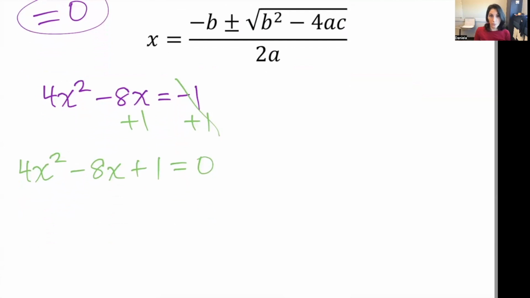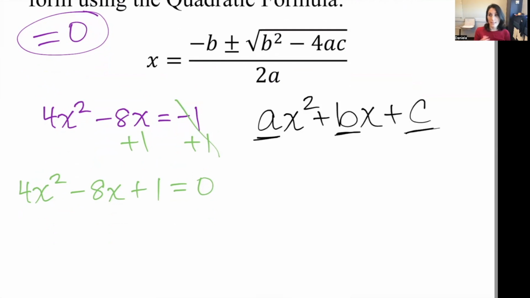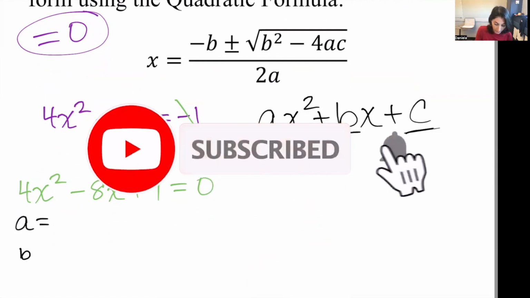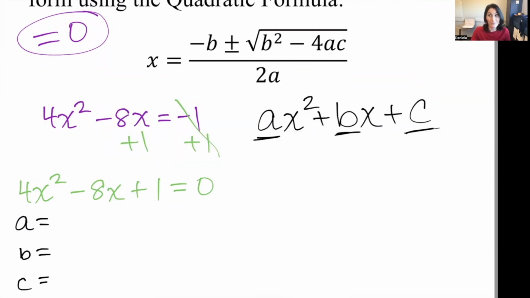So now that we have it set equal to 0, we can identify what A, B, and C are. If you recall earlier, A is always the coefficient of the x squared term. B is always the coefficient of the x. And C is called the constant, meaning it does not have an x attached to it. I at least have my students identify A, B, and C, because you can get credit just for that. So the coefficient of x squared is 4. Be super careful: that middle coefficient is a negative, and then C is +1.